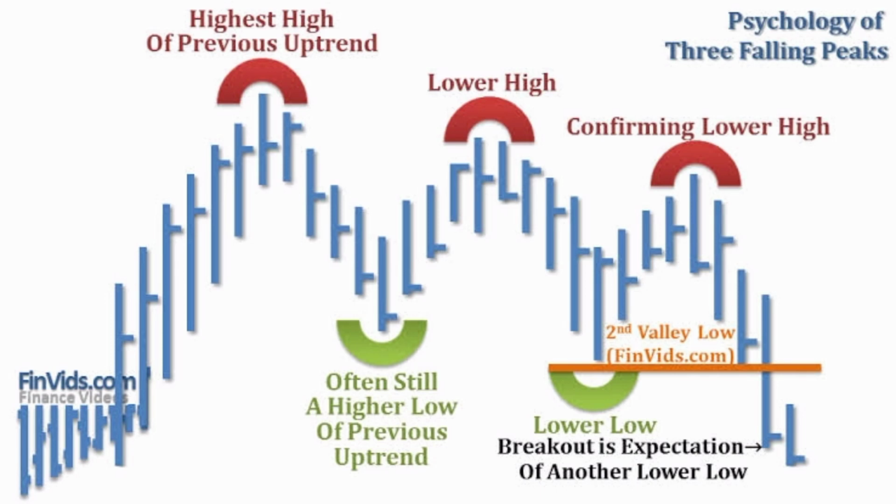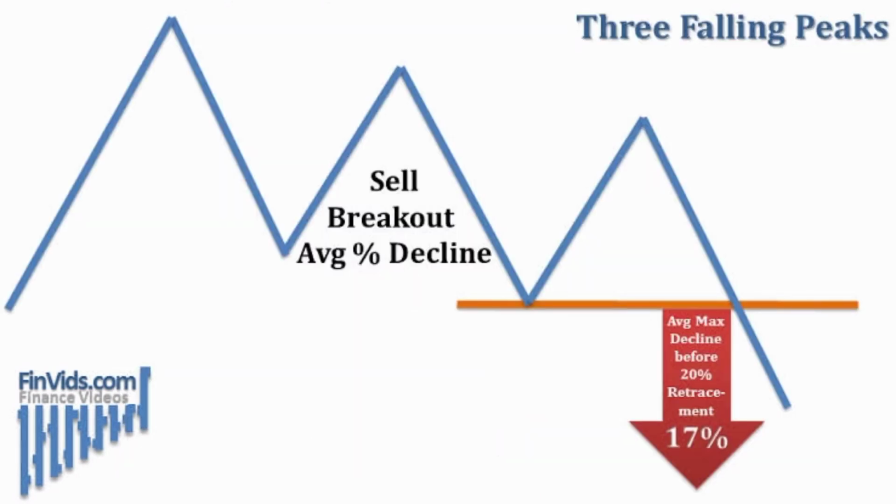The three falling peaks pattern is preceded by an uptrend, and the pattern itself suggests a break further to the downside. There are three peaks. The second peak's high price is less than the first peak's high, and the third peak's high is less than the second peak's high. The peaks should be fairly similar in width. You can see in this photo.